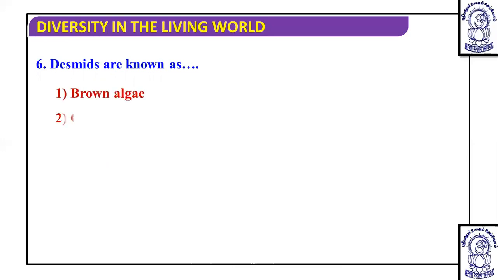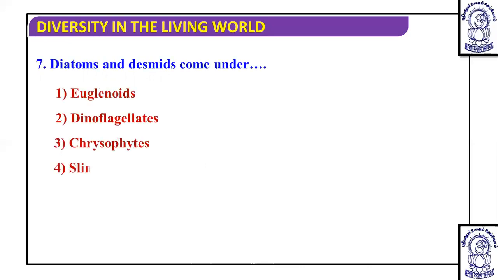Desmids are known as golden algae in the case of chrysophytes. Diatoms and desmids obviously come under the chrysophyta group.